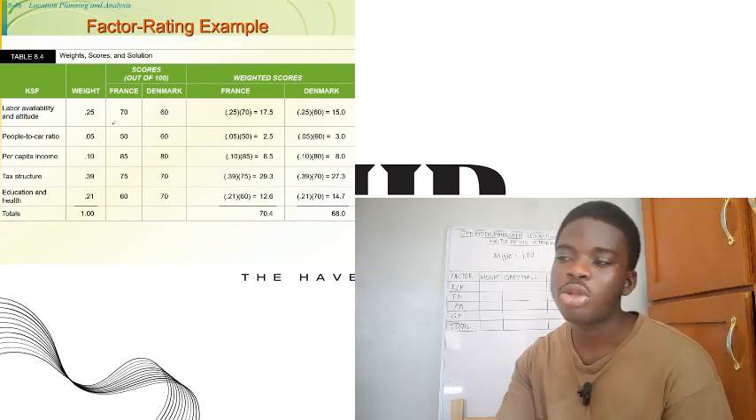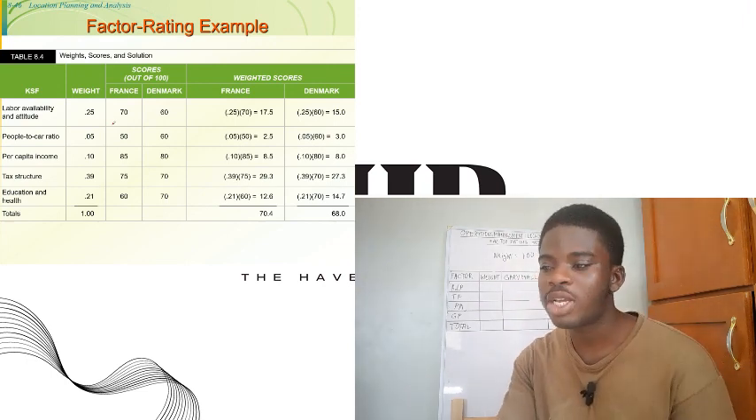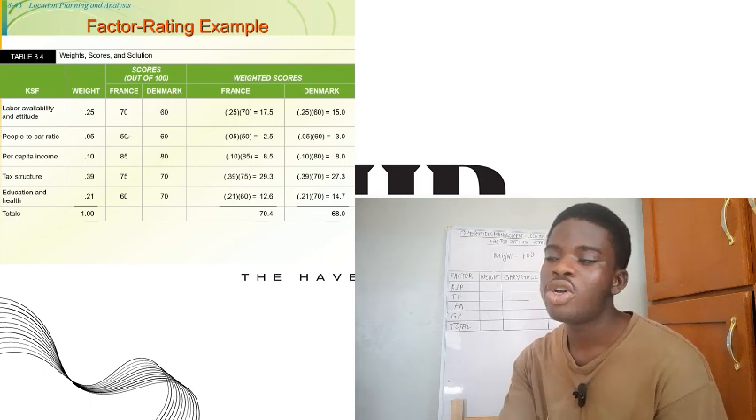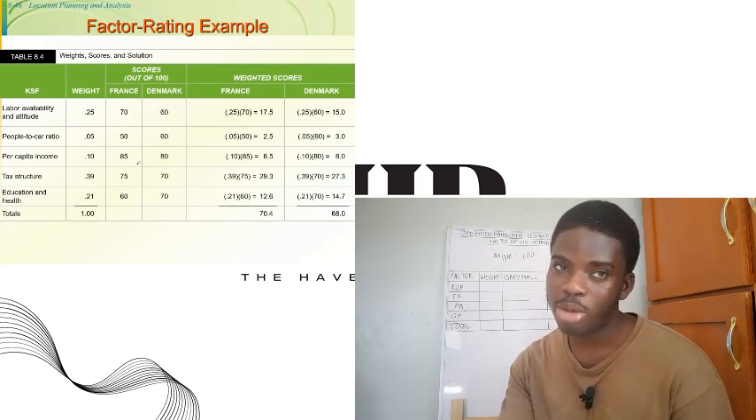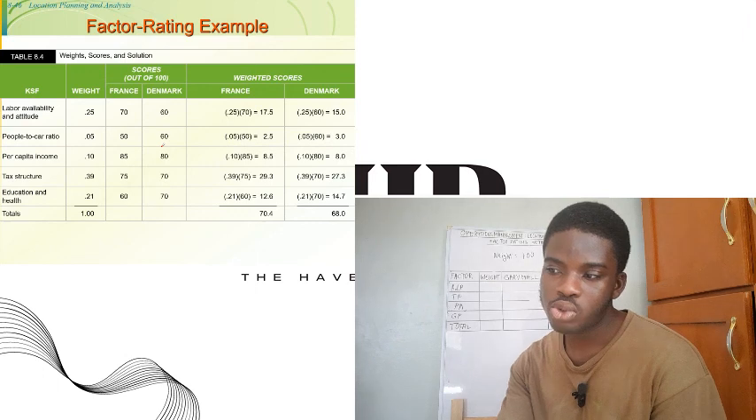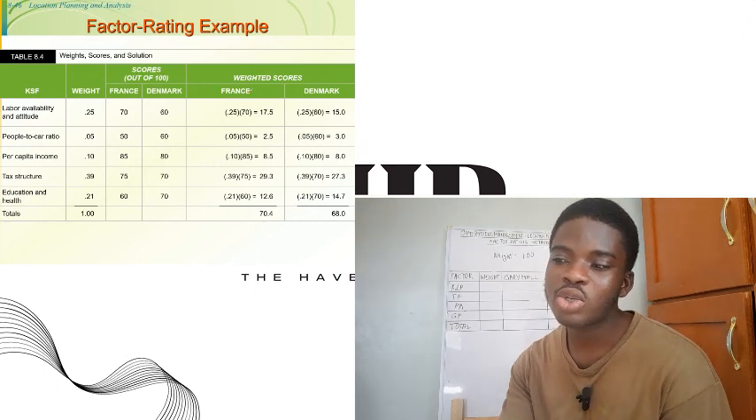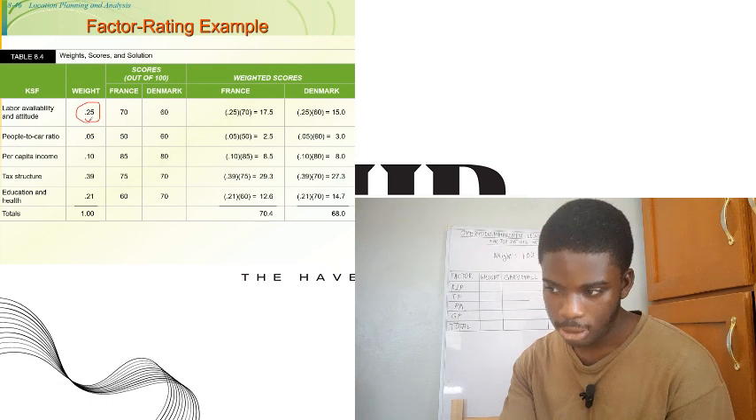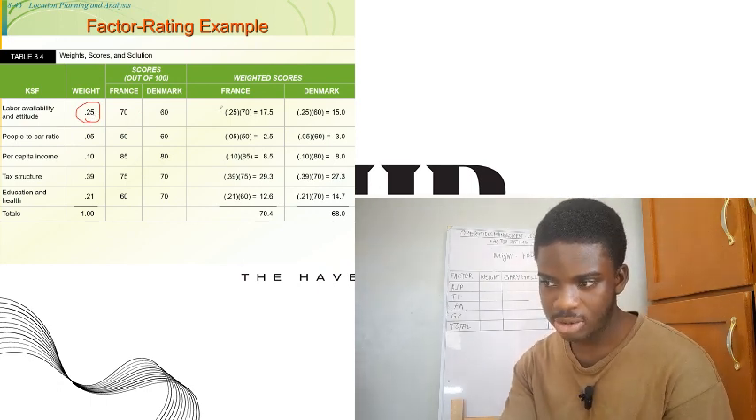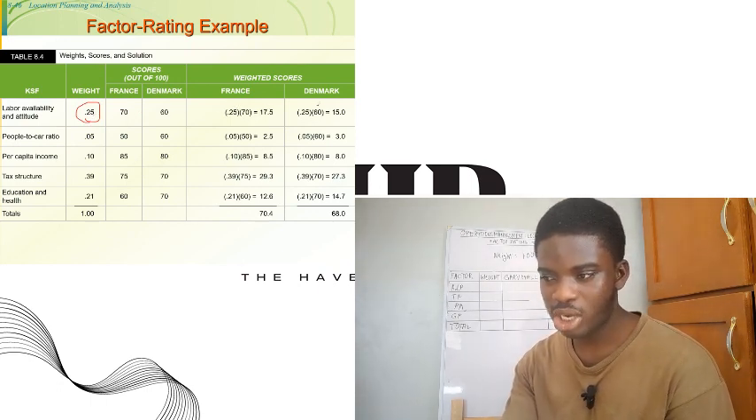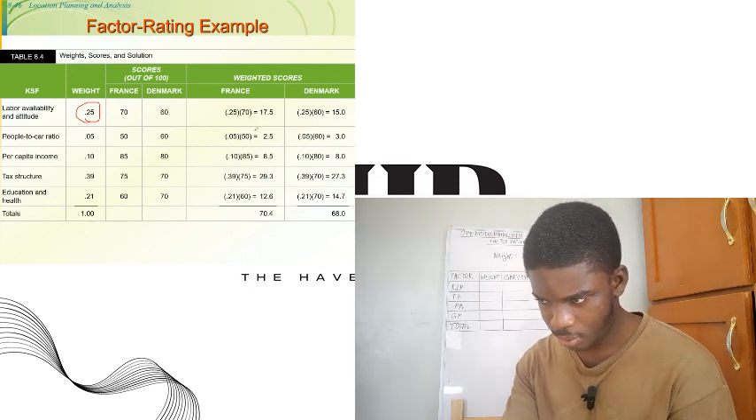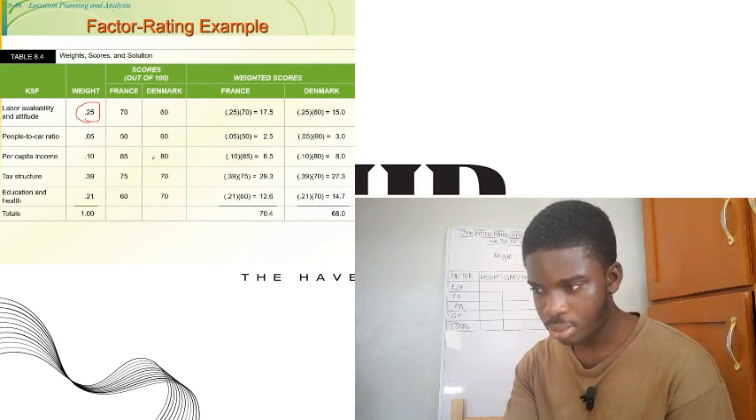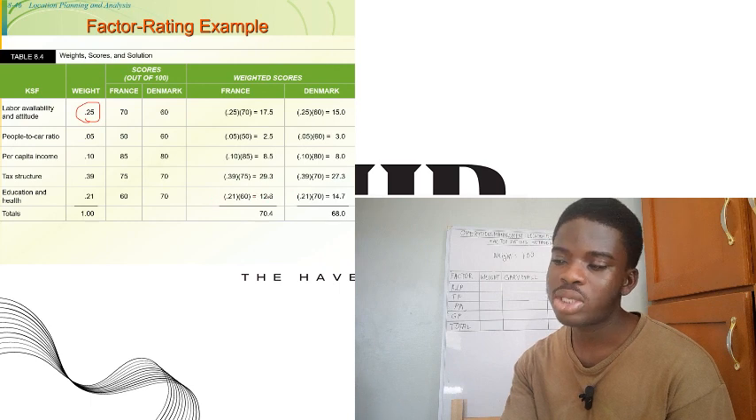Now these are the scores out of 100: 70, 50, 85. The scores have been given. Now you have to multiply them. That's where we come in. So you realize that for labor availability and attitude, the weight of 0.25 was multiplied by the 70 and the 80. Do that for all the weights, and when you're done, you sum them up.